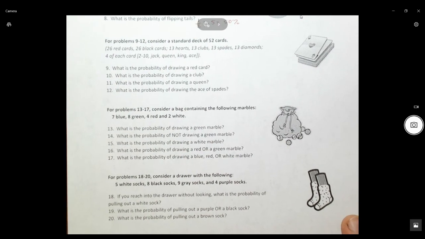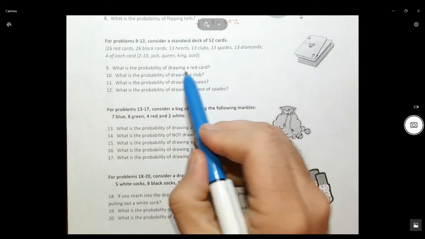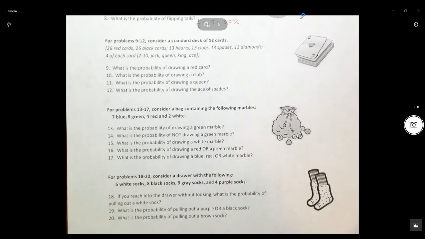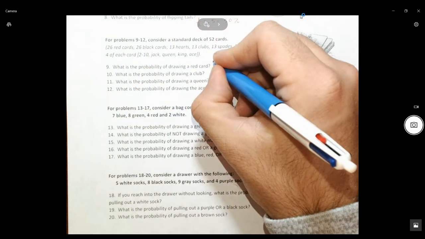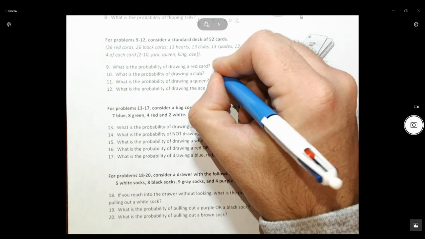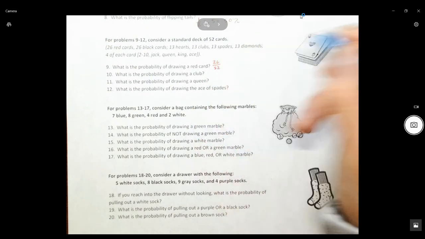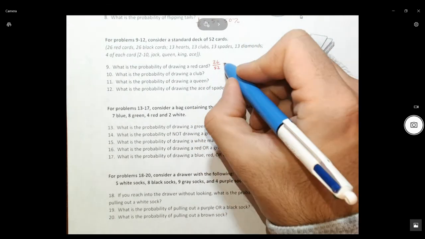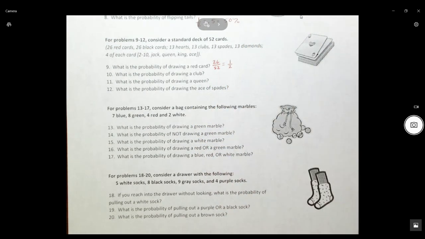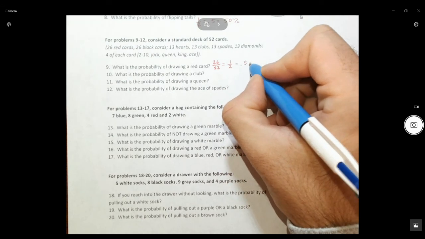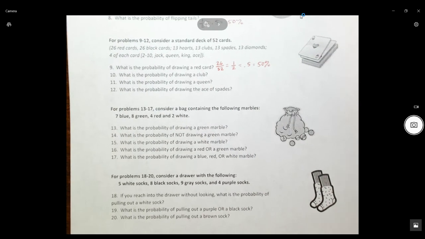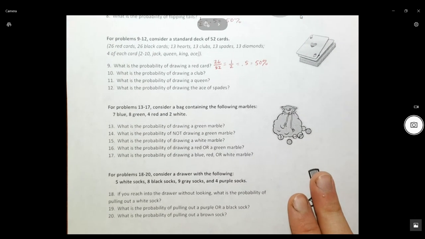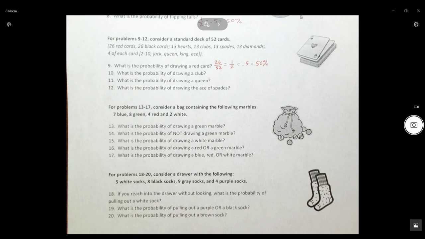It's half and half. Okay, so if I jump to number 9, what is the probability of drawing a red card? Well, we just said there are 26 red cards. They tell us that out of the 52 total cards. 26 out of 52 simplifies to 1/2, which is 0.5 or 50%. Okay, so when I break it down by color, I've got a half chance, half red, half black.